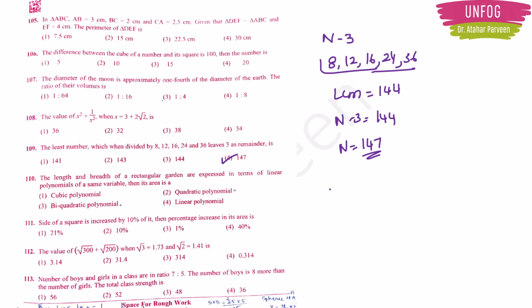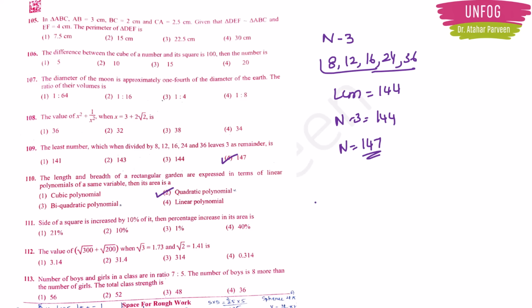Next, question number 110. The length and breadth of a rectangular garden are expressed in terms of linear polynomials of a same variable. Then its area is. See, without any example only you can say that it is a quadratic polynomial. When you multiply two linear polynomials, you should get quadratic polynomial. That is the logically correct answer, right?